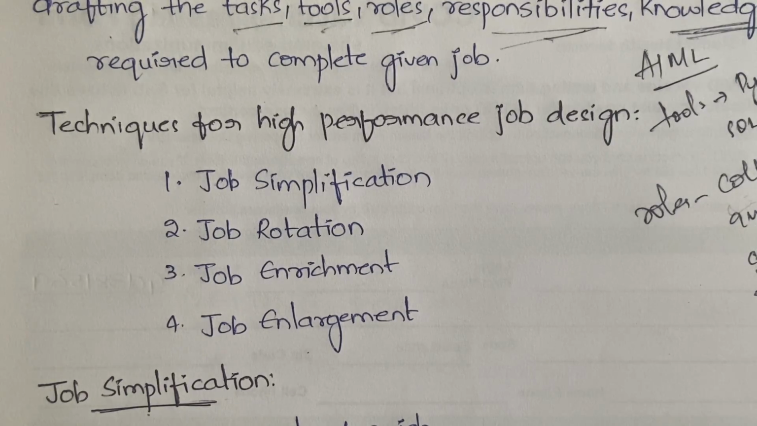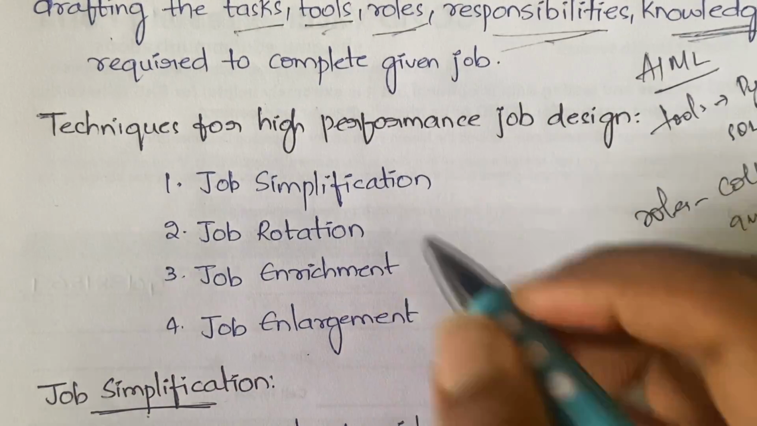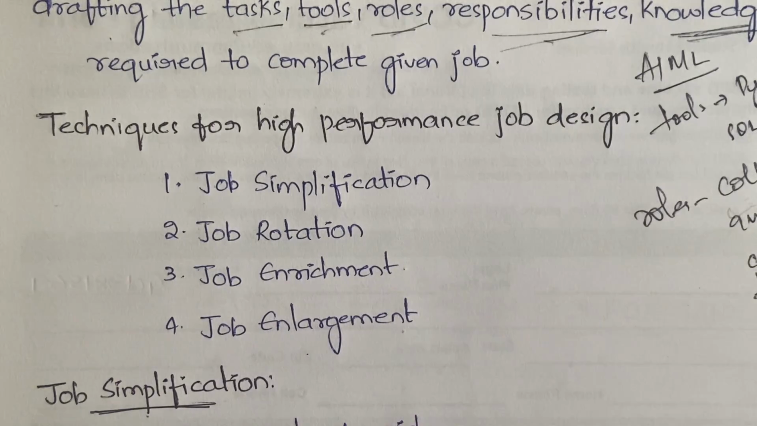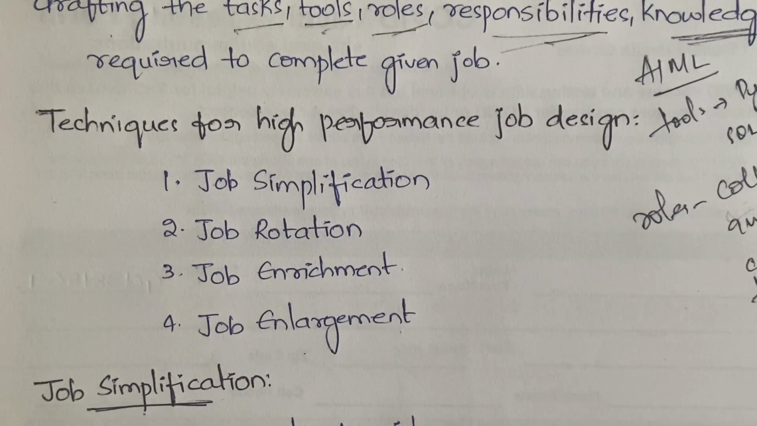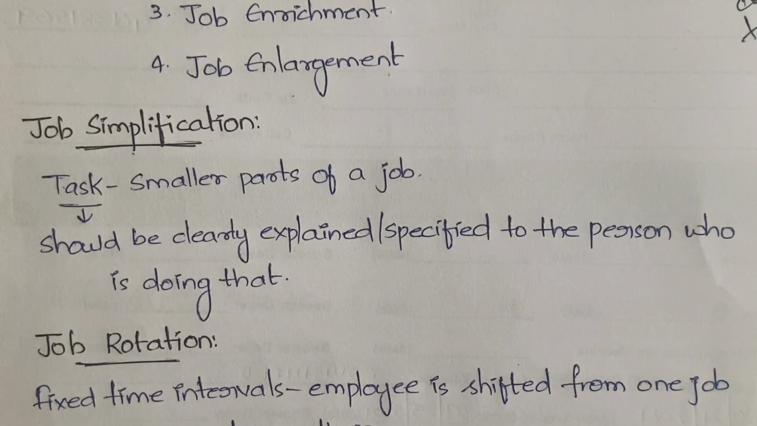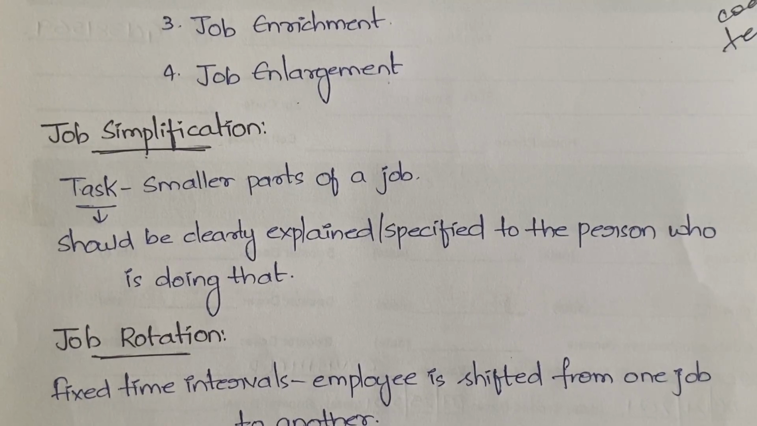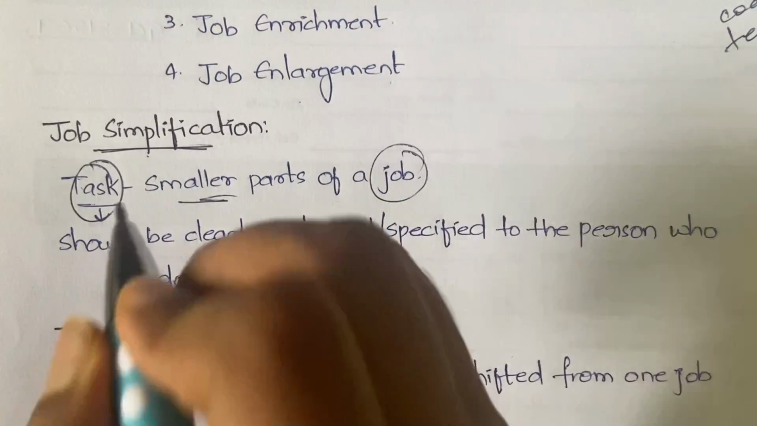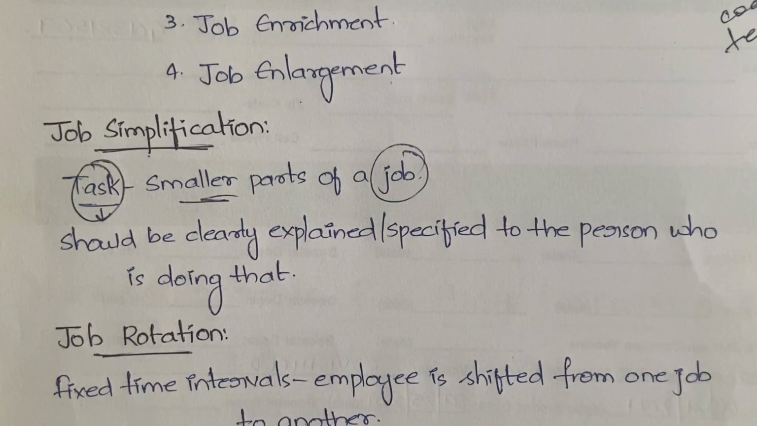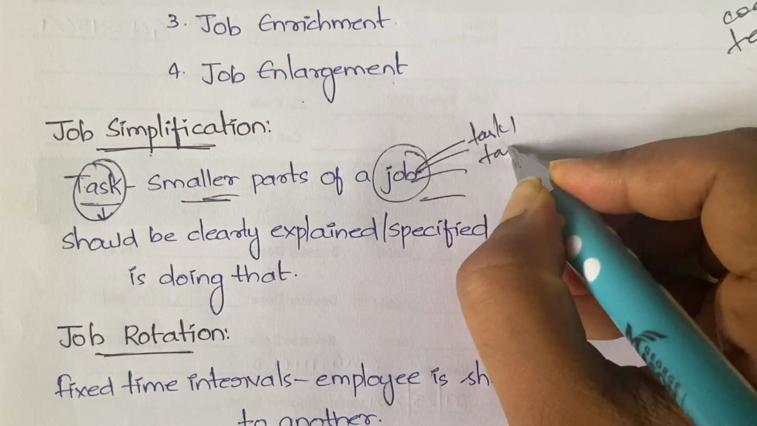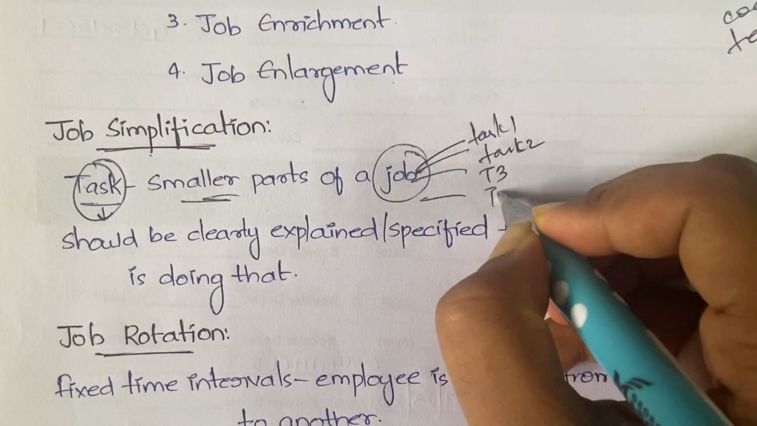We have 4 techniques: job simplification, job rotation, job enrichment and job enlargement. Now let us see in detail about each of them. First is job simplification. Before learning job simplification, let us learn what is a task. The smaller subpart of a job is called a task. Okay, a job is broken into a number of parts and each part is called a task. Task 1, task 2, task 3 and so on, like that.